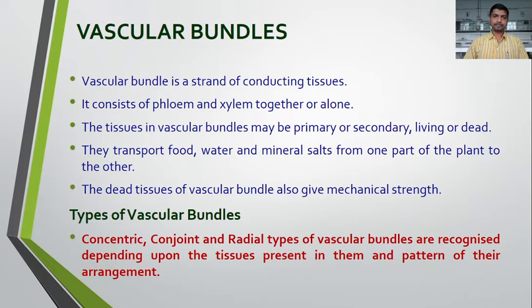It consists of phloem and xylem together or alone. So in the vascular bundle, xylem and phloem are the conducting tissue or complex tissue. They may be present together or alone. In some plants, the vascular bundle consists of either phloem or xylem alone, or both are present together. The tissues in the vascular bundles may be primary or secondary. These tissues are living or dead.